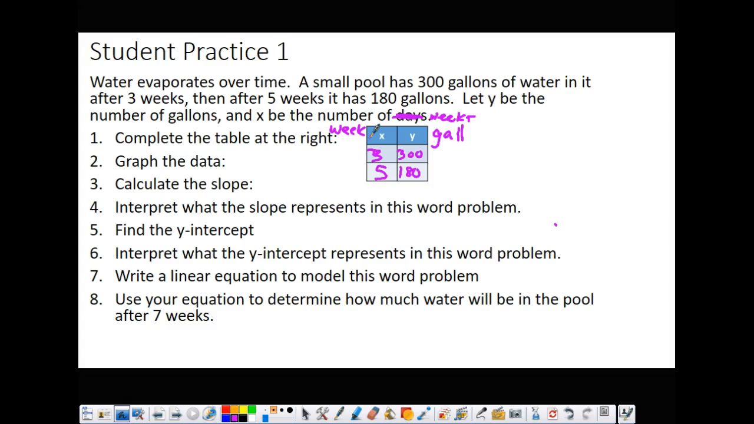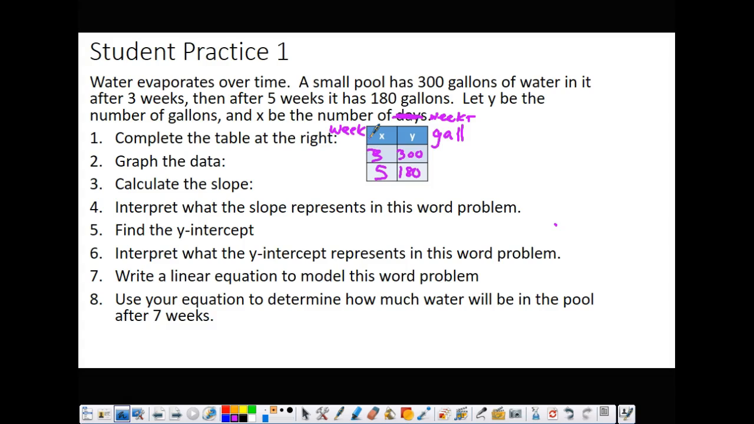You guys should have graphed your data too, right? So what's your largest Y value? 300, so your Y-axis needs to go up to at least 300. And what's your largest X value? 5, so that just needs to go up to about 5. So X-axis 5, Y-axis 300, plot your points.